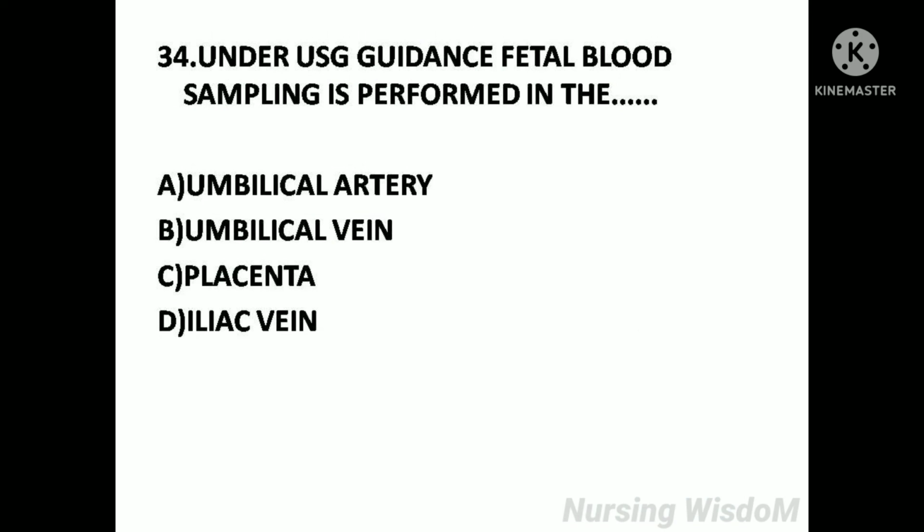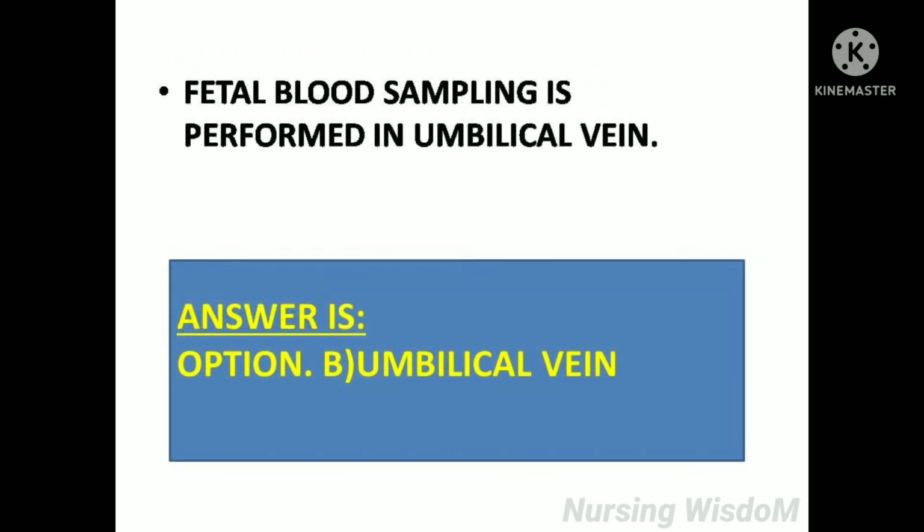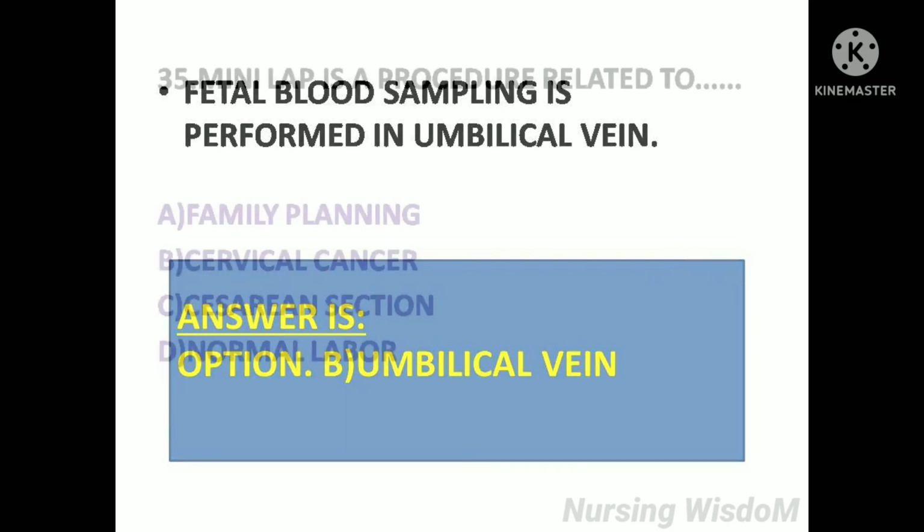Next question, under USG guidance, fetal blood sampling is performed in the option A, umbilical artery. Option B, umbilical vein. Option C, placenta. Option D, iliac vein. Fetal blood sampling is performed in the umbilical vein. So here the answer is option B, umbilical vein.